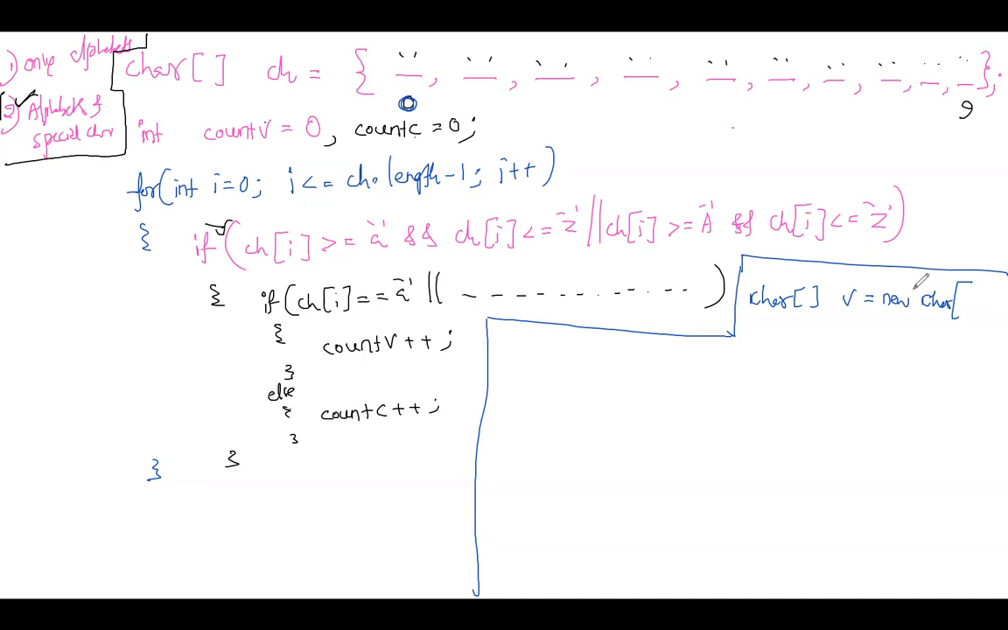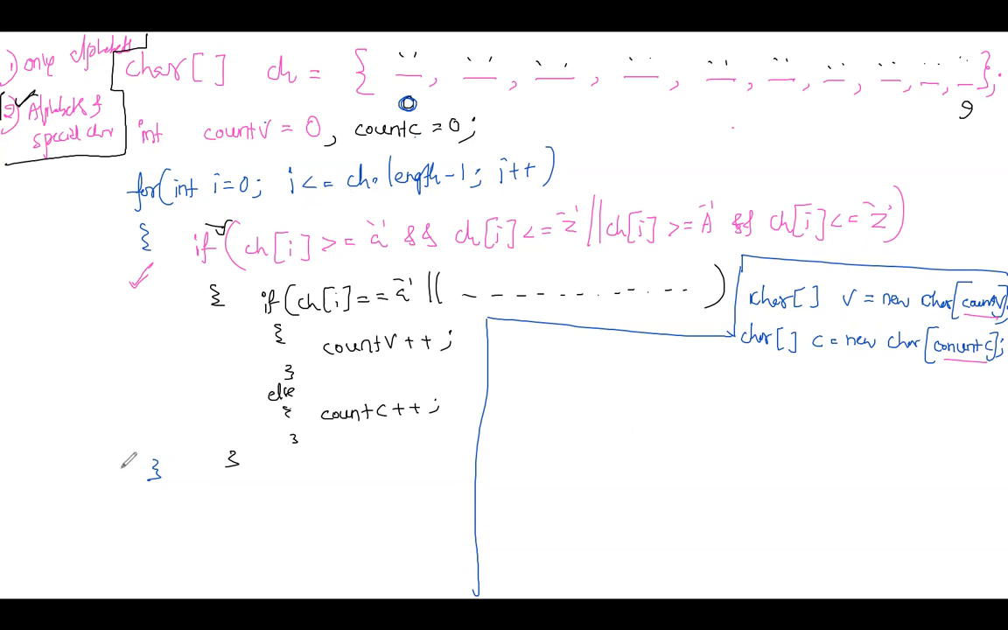Count V. Correct or not? Number we have to give. So can I give ch dot length? No, because those many vowels may not be there. Precisely, we have a vowel count separately here. What is that? Count V. Then semicolon. Then initialize our consonants array. Char C for consonants equals new char of count C. Understood? So for this count of vowels, count of consonants only, we have written this previous code.